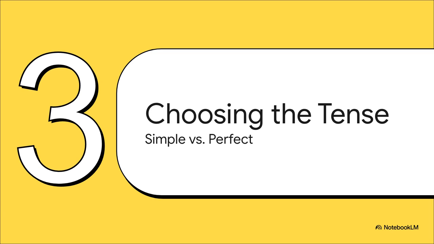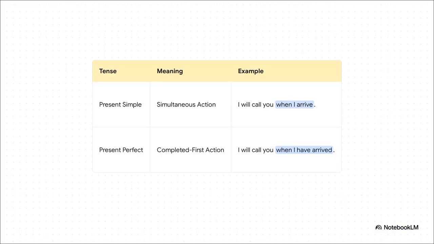All right, now we're going to dig a little deeper. Because when I say use the present tense, you've actually got a couple of options. It's about choosing the right present tense for what you want to say. Are we talking about a simple action or a completed one? And this is where things get really interesting. If you use the present simple, like in I will call you when I arrive, it kind of feels like those two things are happening at pretty much the same time. The arrival and the call are back to back. But if you switch to the present perfect, I will call you when I have arrived, you're adding emphasis. You're saying that the first action, the arriving, has to be 100% done and dusted before the second action, the calling, can even start.